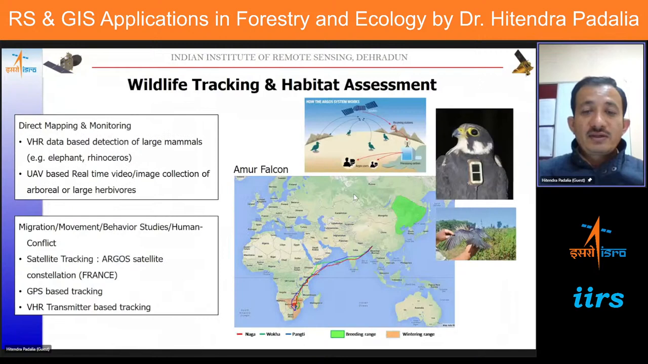Then another application possible from satellites is the tracking of wildlife, particularly birds and mammals in open areas. This is one study done by the Wildlife Institute of India. They used a satellite collar and satellite tag, and they put the satellite tag on a bird called the Amur falcon, which travels from Mongolia or China to South Africa via the Indian state Arunachal Pradesh.